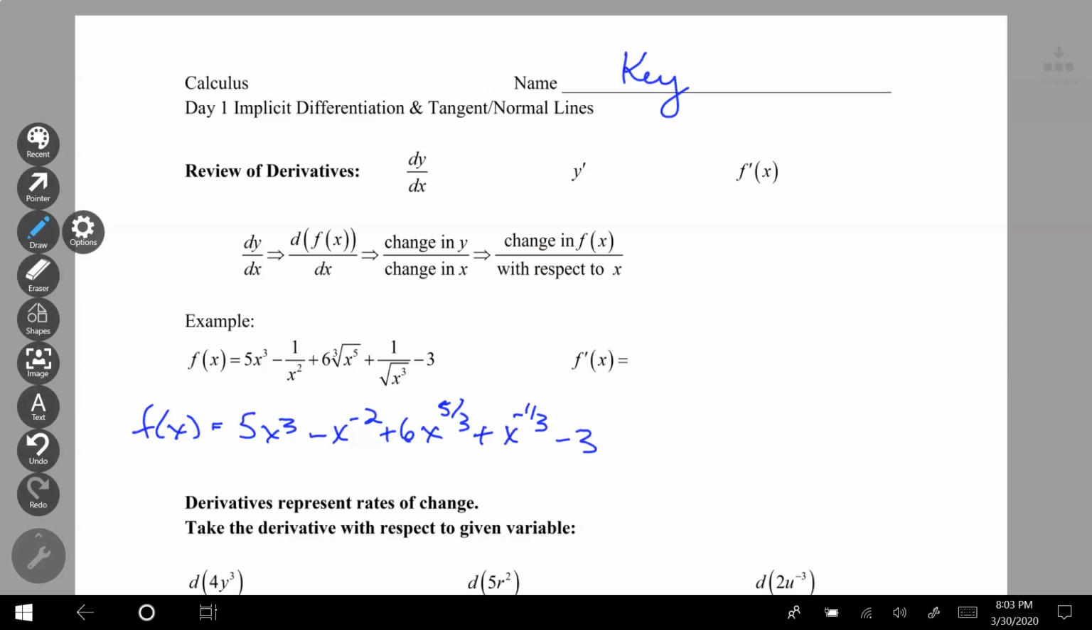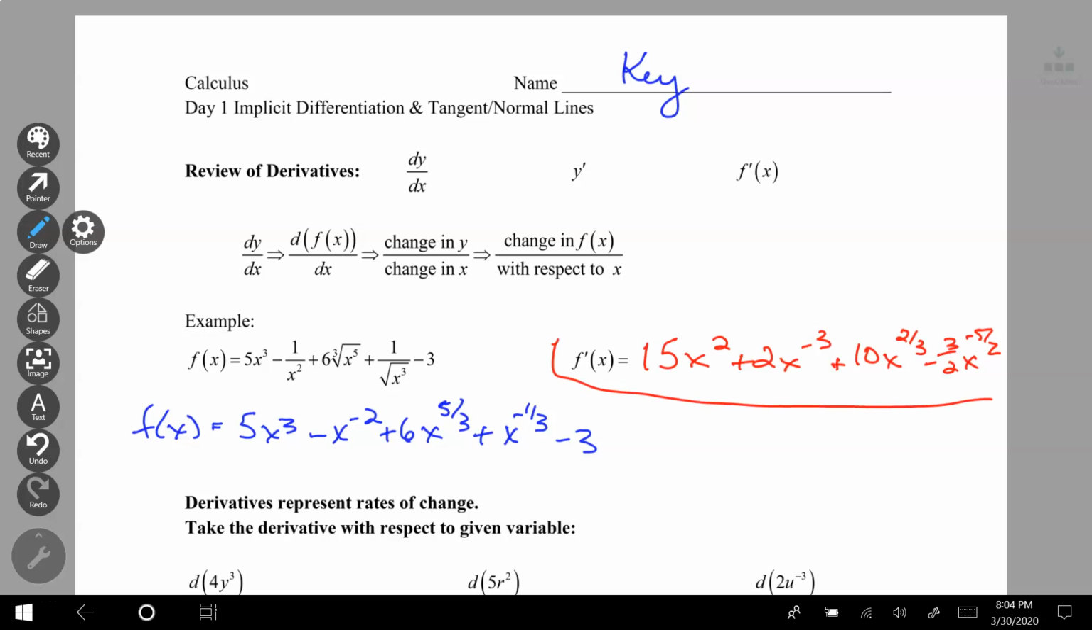And its derivative is 15x squared plus 2x to the negative 3 plus 10x to the 2 thirds minus 3 over 2 x to the negative 5 over 2. That is its final derivative.